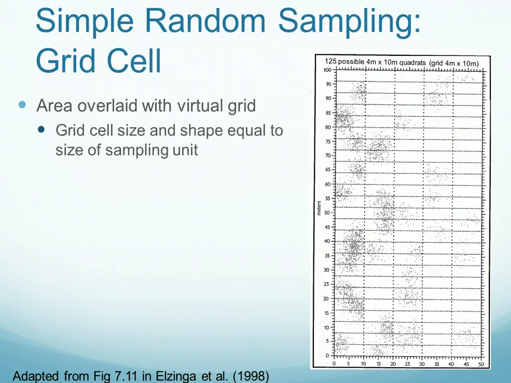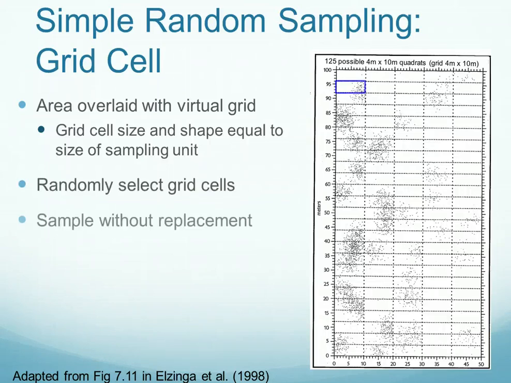Another approach is the grid cell method. In this case, we overlay the area with a virtual grid, and the grid cell size and shape is equal to the size and shape of the sampling units, so that the possible number of sampling units are displayed in this grid. We randomly select grid cells without replacement. And essentially what this does is allows us to use randomization and independence to locate our sampling units.